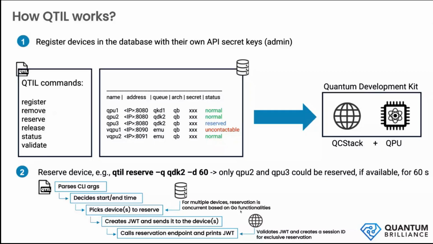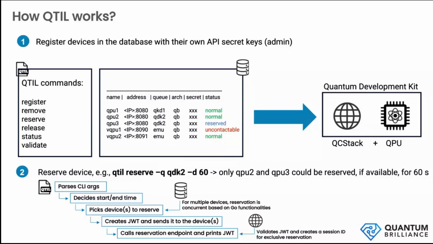So if you want to reserve a device as a user on your terminal, you just type the command, Qtil reserve with specific flags. In this example, I'm using 2 flags. Of course, there are additional flags that could be added and actually exist. But in this example, I'm showing 2 flags, the Q flag and the duration flag. And as you can infer from the command, this user is trying to reserve only QPU2 or QPU3 because both belong to the same queue.